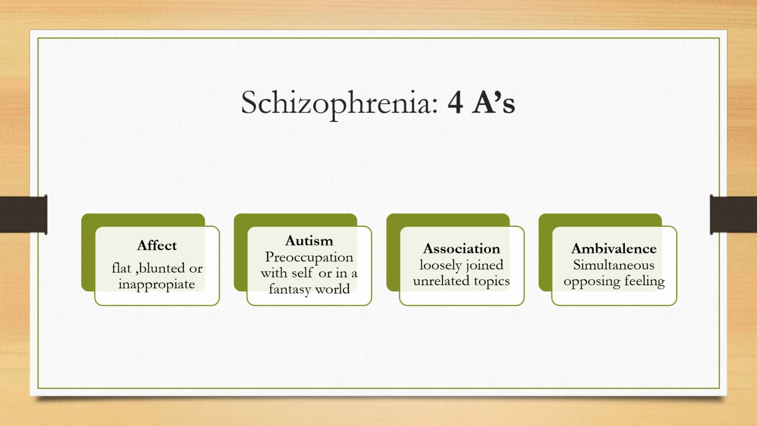Third is association. Loosely joined, unrelated topics. The person with schizophrenia may be talking on different topics, but those topics are not related. So topics just may flow, but those topics are not related. Fourth is ambivalence. Having simultaneous opposing feelings, like he may be happy or he may be sad.